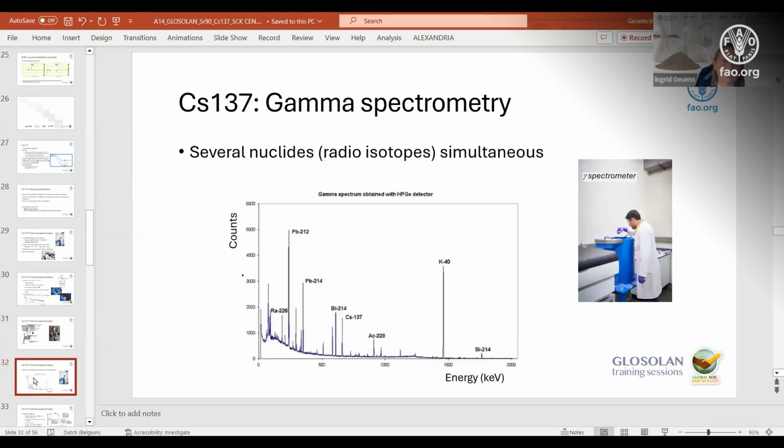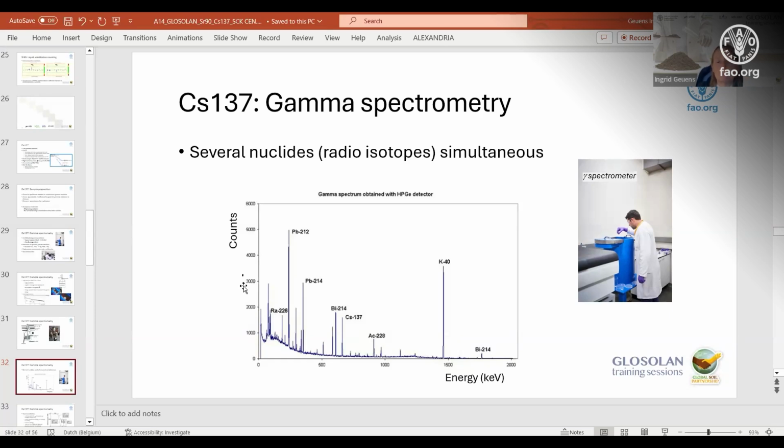How does a nice spectrum look like? You can measure with gamma spectrometry several nuclides at the same moment. You can do a calibration once, and then you can measure all those isotopes simultaneously, and do a quantification on the specific isotopes one by one with the same spectrum. So yeah, the Cesium-137 is more or less in the middle.